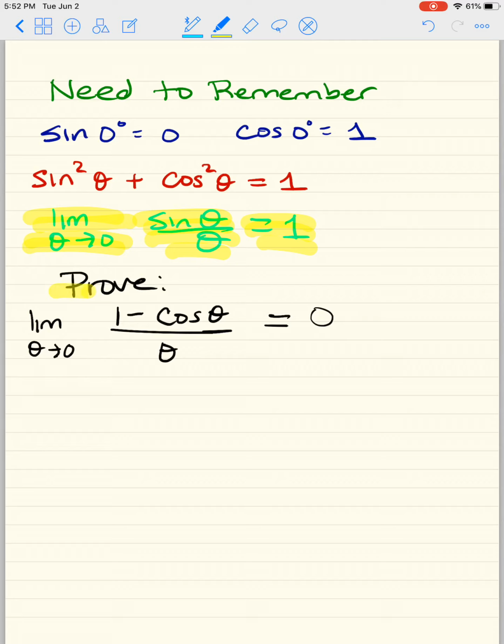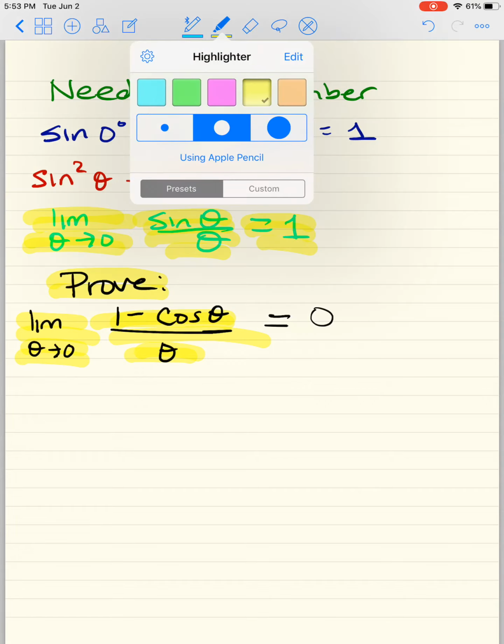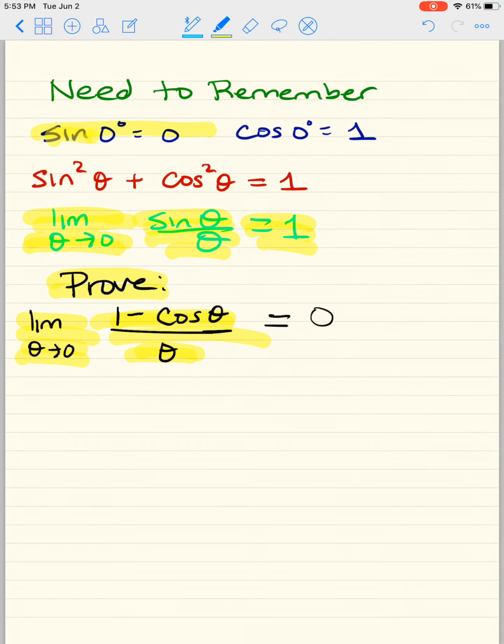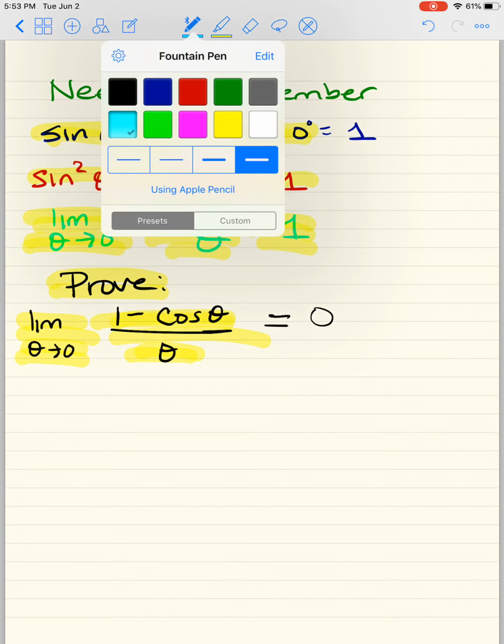In this video, I'm going to prove that the limit as theta approaches 0 of 1 minus cosine theta over theta is equal to 0. If anybody tries direct substitution, you'll get 0 over 0. Before we go on, I want to remind you of something else: sine 0 is equal to 0, cosine 0 is equal to 1, and sine squared plus cosine squared is equal to 1. That's what we need to remember for this. So how do we show that the limit is 0? Well, this is how we'll do it.